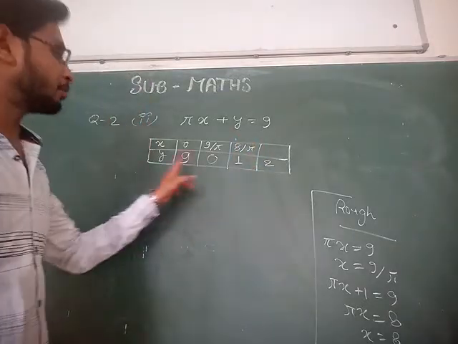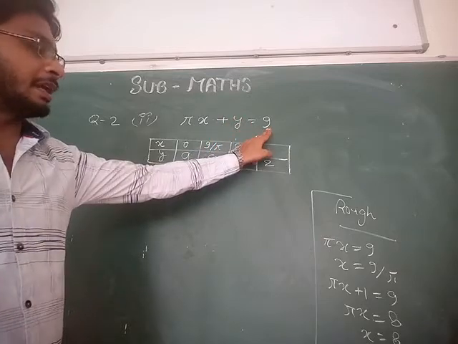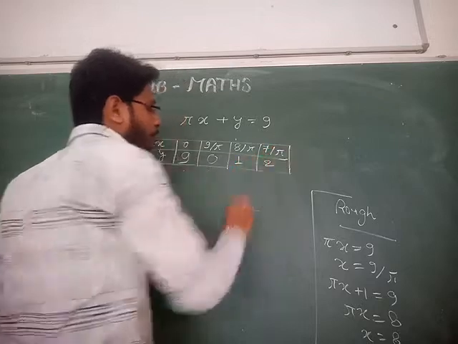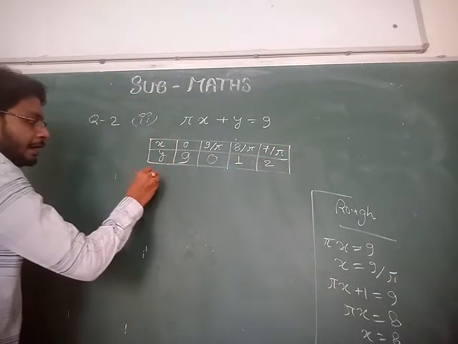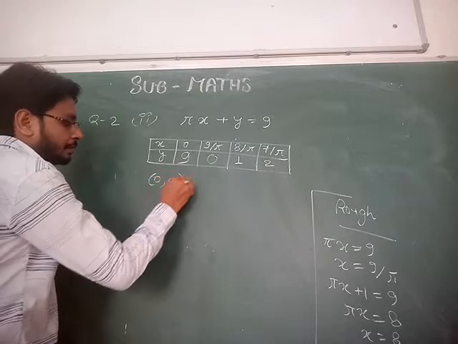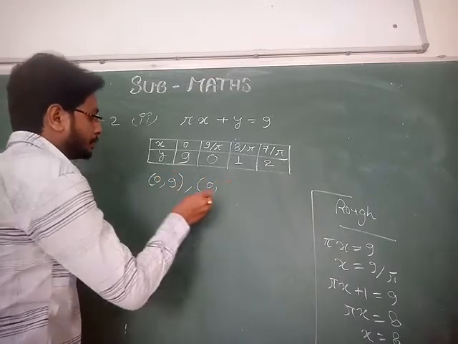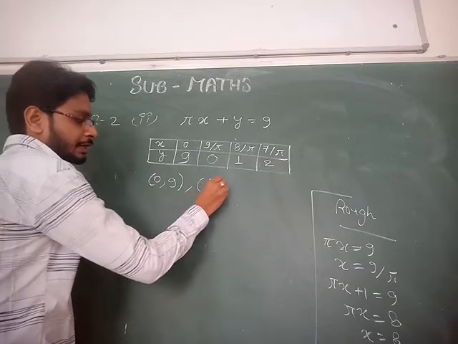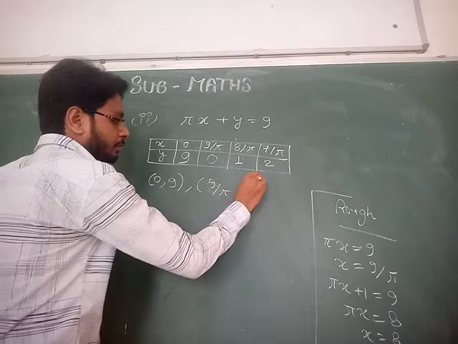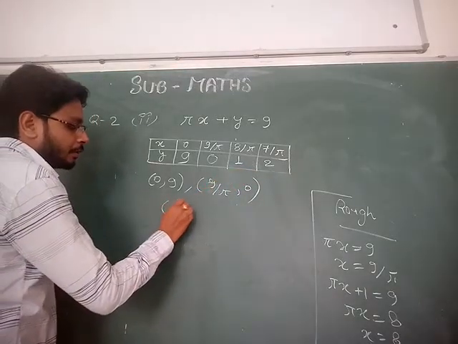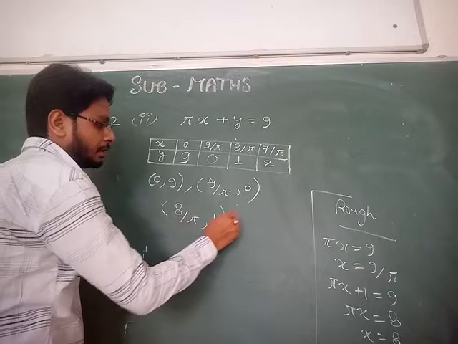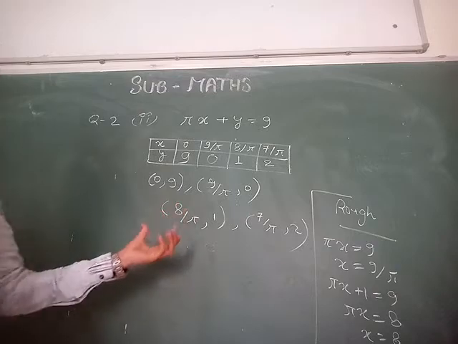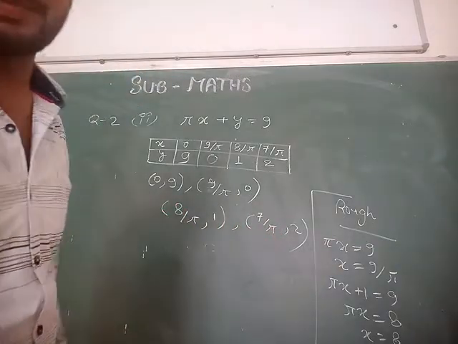Then you will put y equal to 2. Then 9 minus 2, 7, so 7 upon pi. So these are the four solutions of this equation. You can write them as: we write the value of x first, so 9 upon pi, 0; then 8 upon pi, 1; and 7 upon pi, 2. This is the answer. Okay?